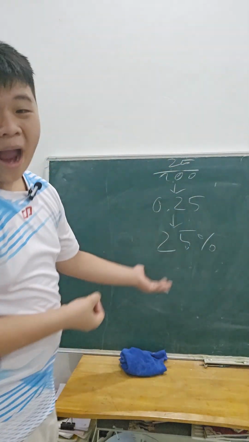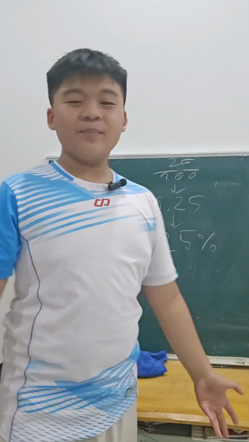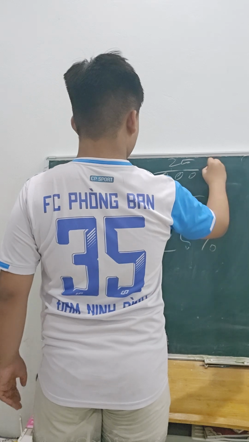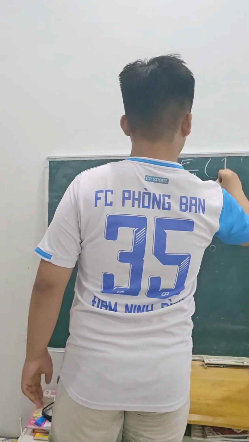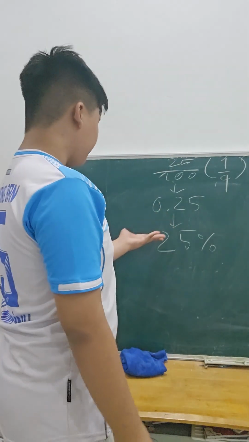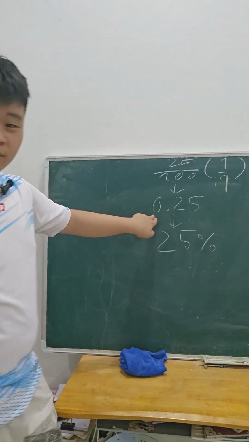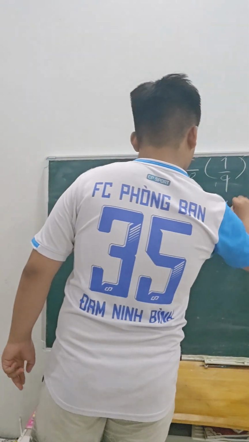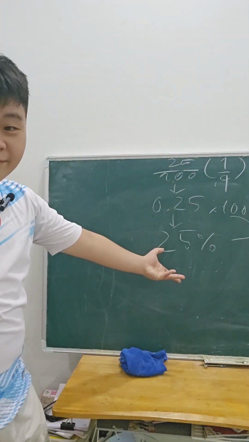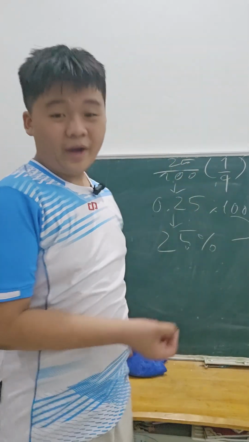So how does a percentage work? Well, it's pretty simple actually. We can just write this as 1/4 if you want to. Go down, we get 0.25. And then we take the decimal, all right? We take the decimal, we multiply it with 100%. So you'll get 25%. It's pretty simple actually.